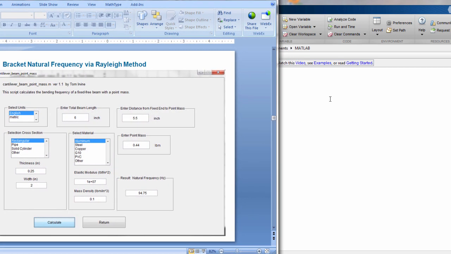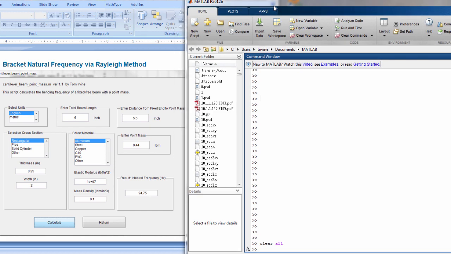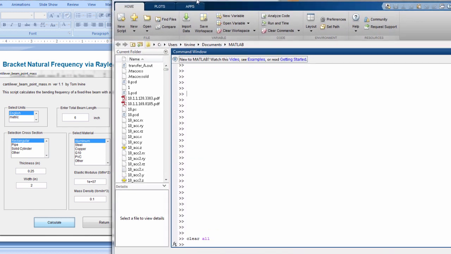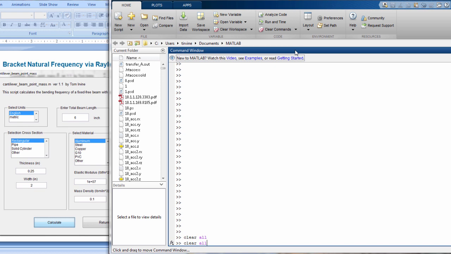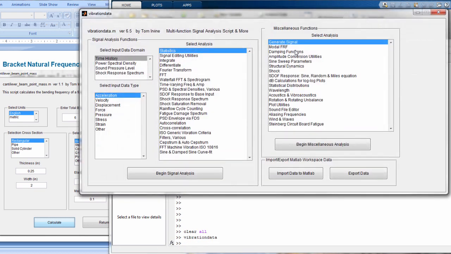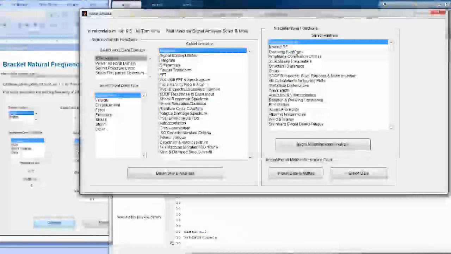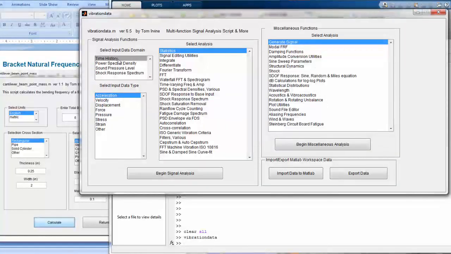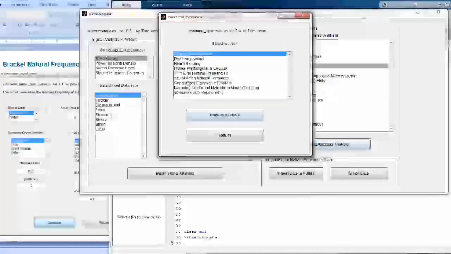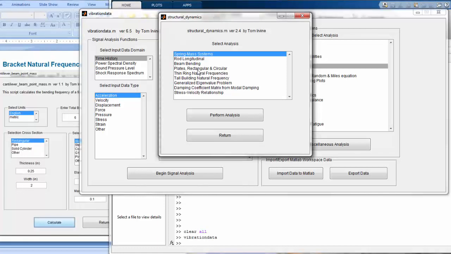So we have a MATLAB script to calculate the natural frequency of the cantilever beam with the point mass. So let's go to vibration data. This week we're up to version 6.5. We're not going to input anything yet. Rather, we're going to go to the structural dynamics option over here. Then we go to beam bending.